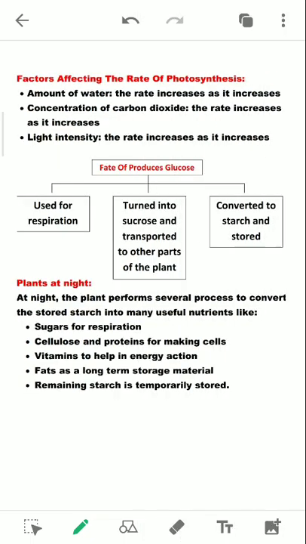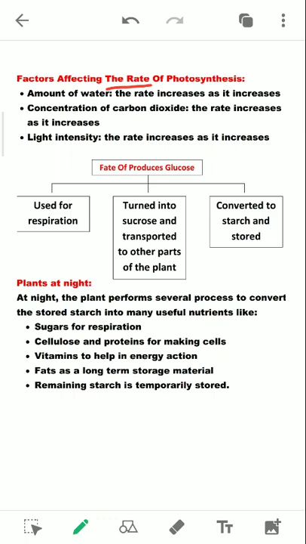Moving forward, factors affecting the rate of photosynthesis. As we studied in chemistry as well, whenever the term rate comes, that means speed. So, factors affecting the speed of photosynthesis. What are the factors which increase the speed of photosynthesis and which ones can decrease it? We already know that there are three most important things which plants require to do photosynthesis.